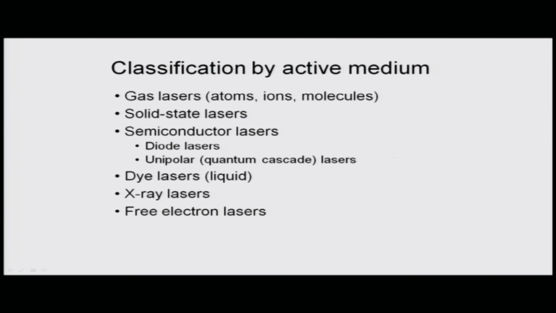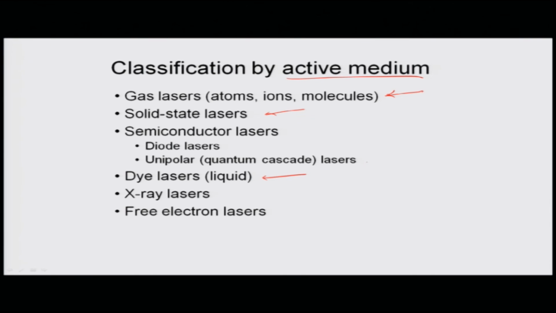At this point, I would like to just quickly go through some of the classification types of the active medium for these lasers. So, we have already looked at some of them. One of them is the gas lasers, which are atoms, ions and molecules of all kinds. Solid state lasers, we have already looked at a ruby laser, for instance, and there are semiconductor lasers, which are diode lasers, unipolar quantum cascade lasers and things which are more used recently.